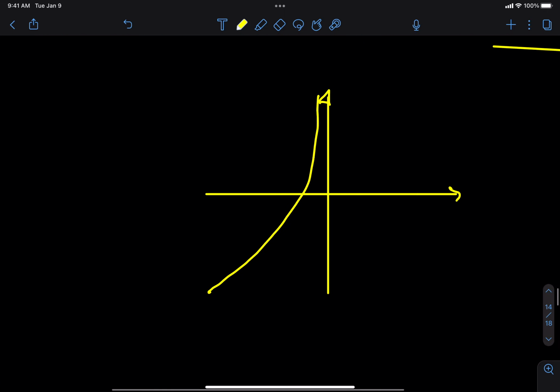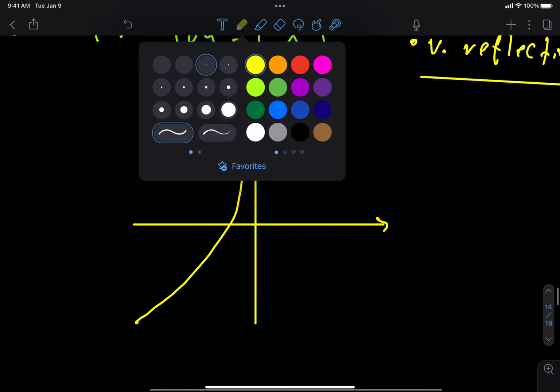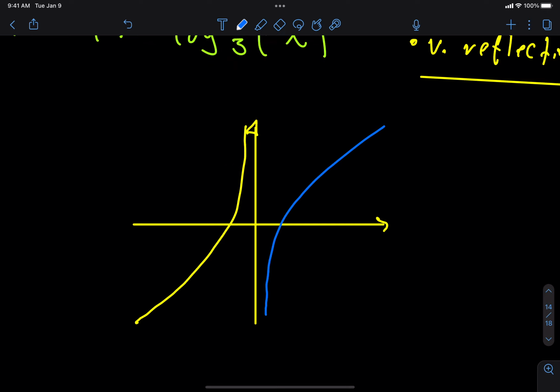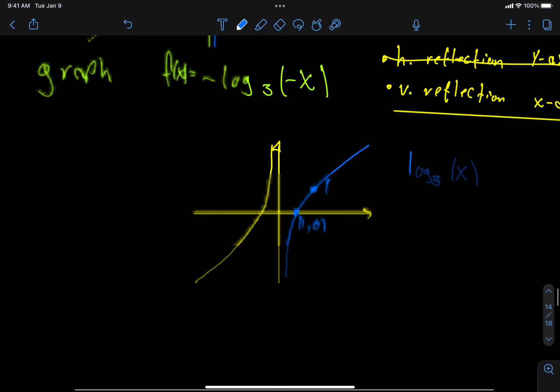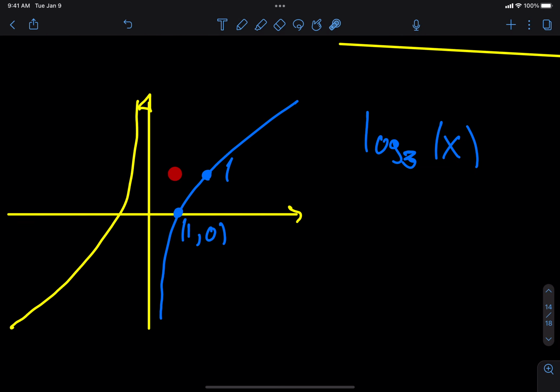So let's take a look at this. What are my 2 points going to be? Well, on the original function, the parent function is log 3 of x, right? So what are the 2 points that are going to be on log 3 of x? It's going to be the point 1, 0, and the point what? What's the other one? It's not 1, 3, because 1, 3 would be up here, right? This is where the x value 1 is. So 1, 3 would be up here. So this one's going to be not 1, 3, but 3, 1.